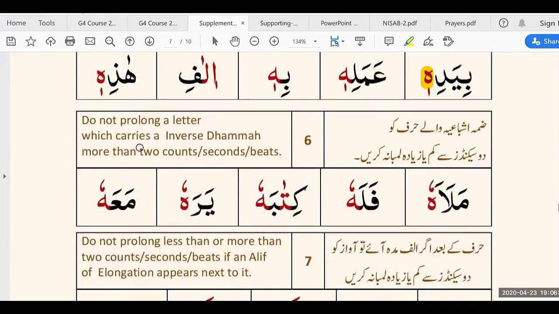Common error number 6. Do not prolong a letter which carries an inverse dhamma. It is also known as inverted dhamma or dhamma ishbaya. It should not be prolonged for more than 2 counts, seconds, or beats. So, mala'ahu. Again, it's the same thing. Only the letter ha, which is carrying the inverted dhamma, should be prolonged for 2 seconds. The previous letters should be prolonged for 1 second each because all of them are carrying a simple fatha stroke.